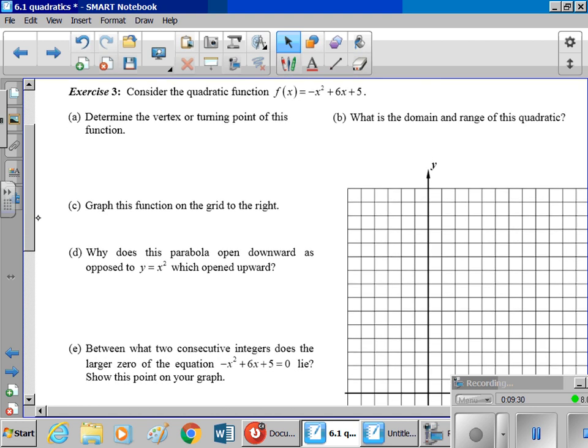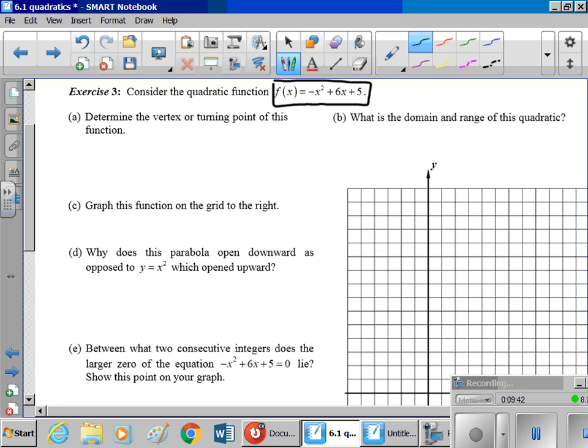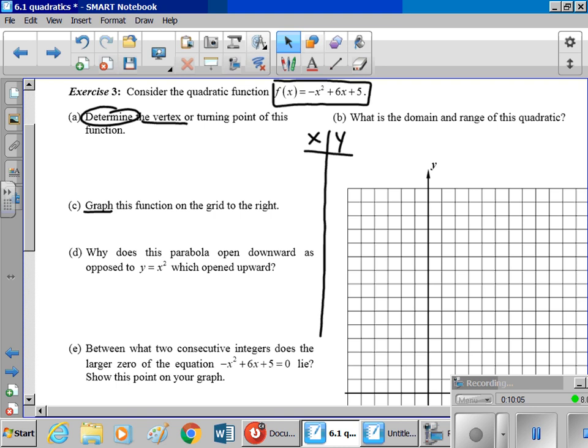All right, so consider the quadratic function f of x equals negative x squared plus 6x plus 5. So again, I am of the school that I like to put a box around anything mathematical. So this says now determine the vertex or the turning point of this function. Well, before I do that, because C says graph the function, my advice is go to that calculator. And by the way, I always put my table somewhere on my graph so I don't have to go back and forth between that and my calculator. So let's pull up that calculator and see what it looks like.